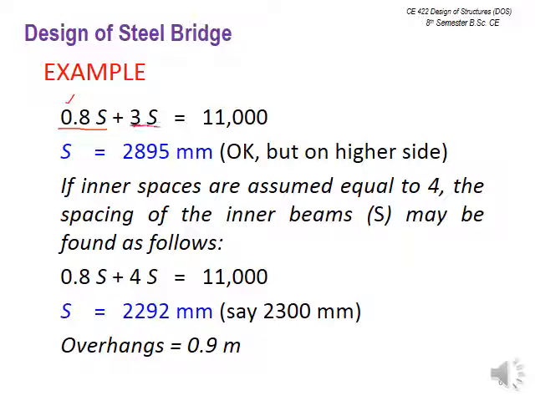3S is the number of the spacing, and we know that the total width in between where we have to provide the stringers is 11,000 millimeters, meaning 11 meters. So by solving this scenario you get the spacing equal to 2895 millimeters. So it is very close to the maximum limit, that is 3 meters. So what we can do is check it by revising it and increasing the number of the spacing.